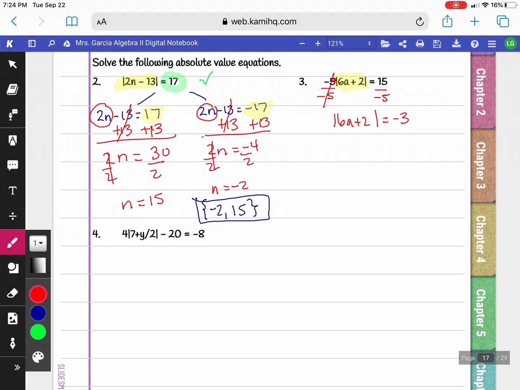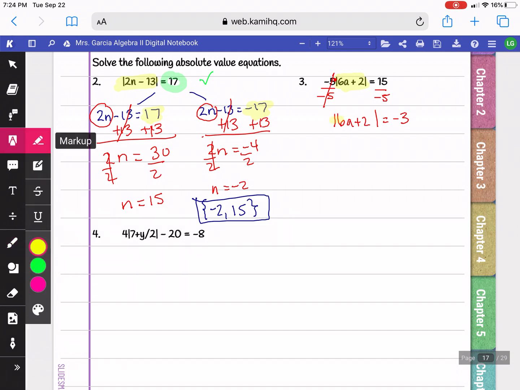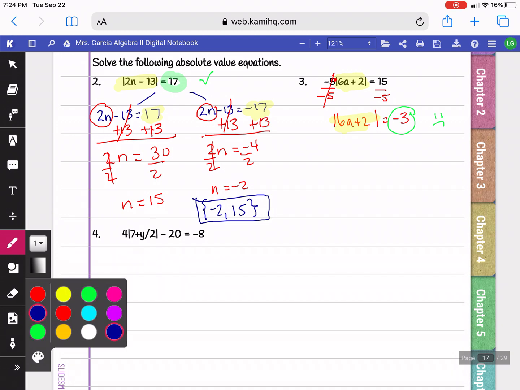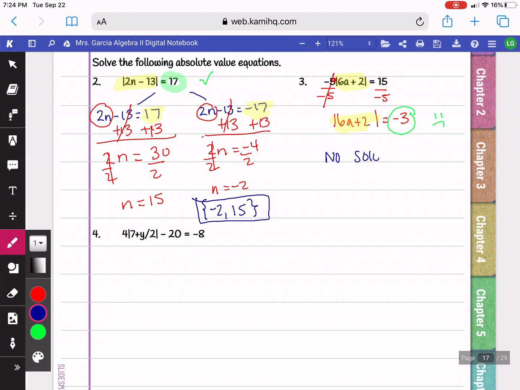Now that the absolute value is isolated, in other words, it's by itself on the left-hand side, you check what kind of number it equals. This one equals a negative. Remember, you cannot have absolute value equal to a negative. So if that happens, there's no solution to your problem. So this problem has no solution. And the way you write that is an empty set, which looks like an O with a little line through it.